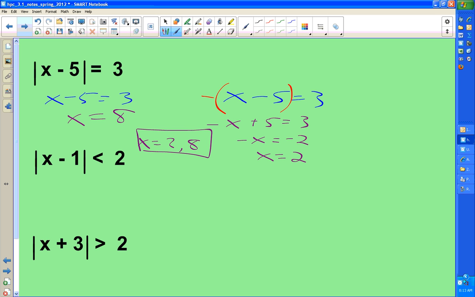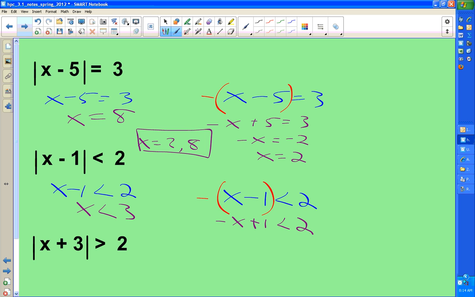With the inequalities, again, x minus 1 is less than 2, x minus 1 is less than 2, and in the second one, where the absolutes were, we put parentheses with a minus in front. When we solve, we're going to get x is less than 3. When we solve over here, you have negative x plus 1 is less than 2. Negative x is less than 1. And x is greater than negative 1.